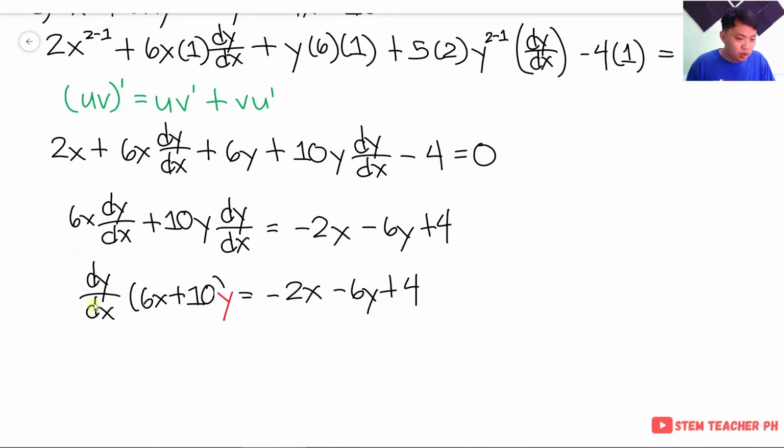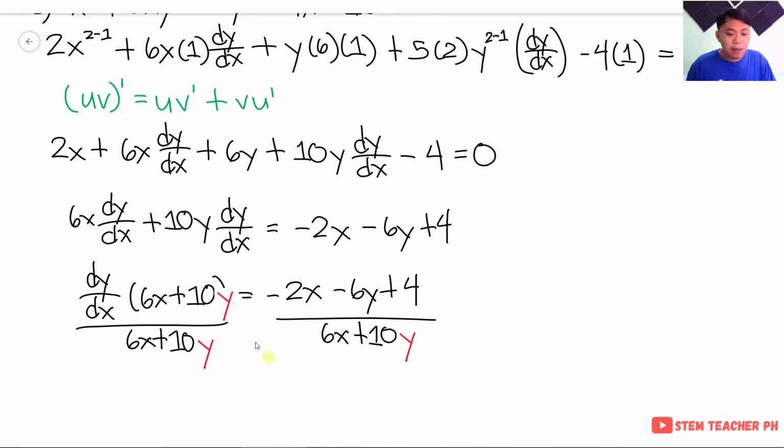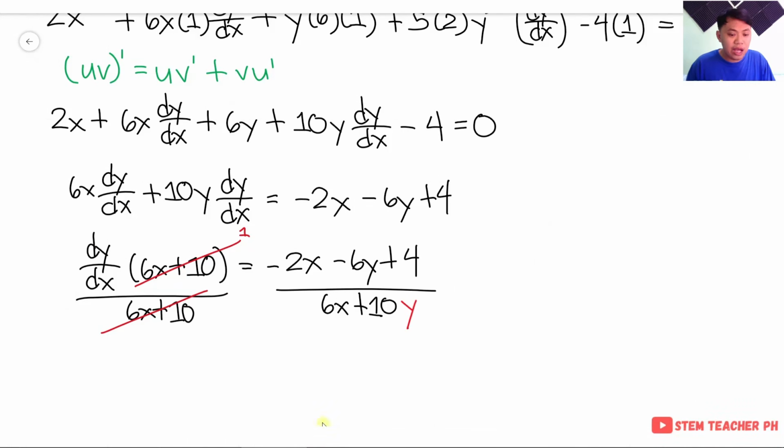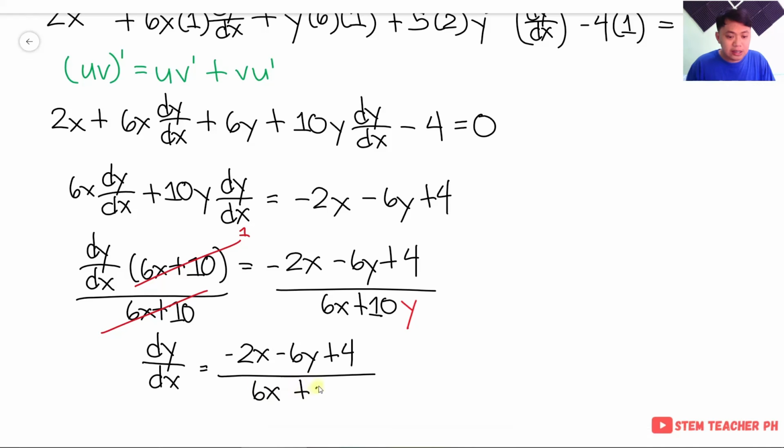Then we need to remove the 6x plus 10, so we divide both sides of our equation by 6x plus 10. When you divide by the same terms, this becomes 1. What will be left? On the left side, we have dy over dx. So dy over dx is equal to, we copy the terms, negative 2x minus 6y plus 4 all over 6x plus 10. This is our final answer.